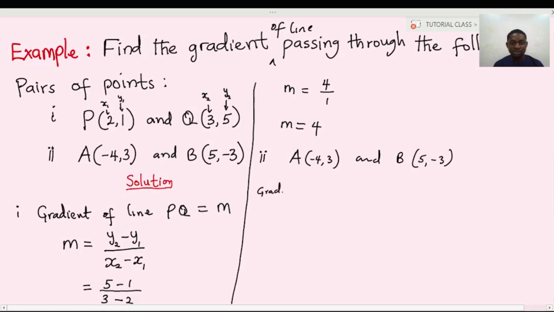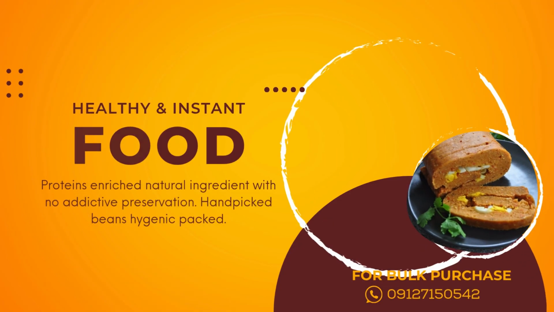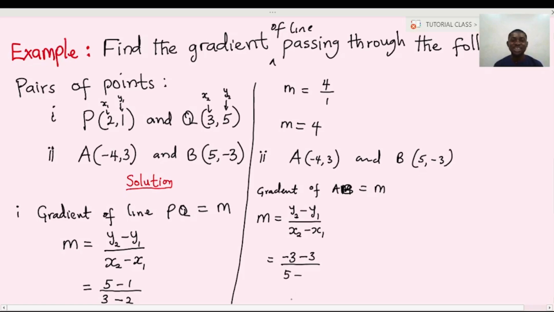So gradient of AB, which is m, can be expressed as m is equals to y2 minus y1 over x2 minus x1, which you can express as our y2, that's minus 3, minus, then our y1 is 3, divided by our x2, which is 5, minus our x1, which is negative 4. So we put that negative 4.